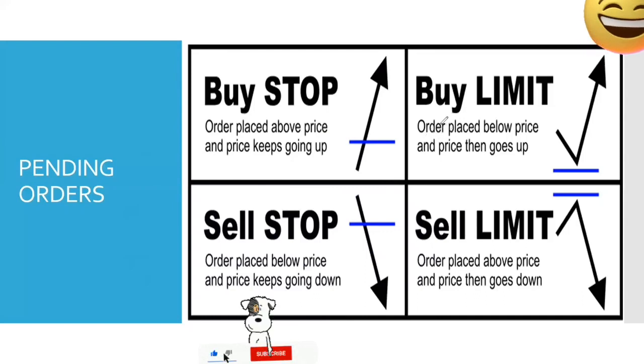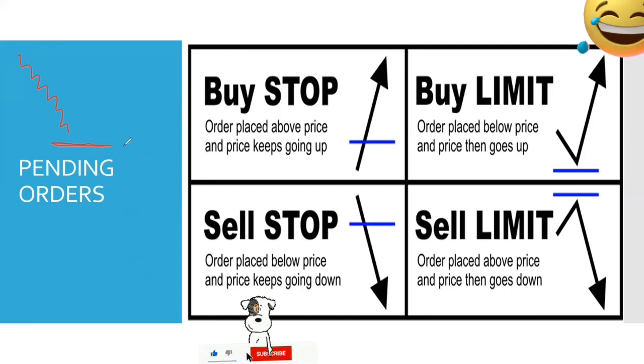For example, let me break it down. Let's say now for buy limit, the market is coming downwards. Let me change color. The market is trending down, and then you are expecting it to hit some certain point, like you are expecting it to hit here.